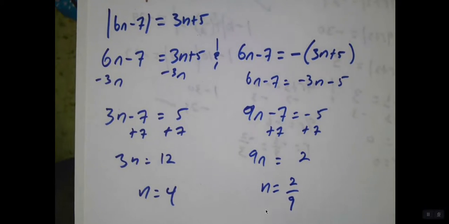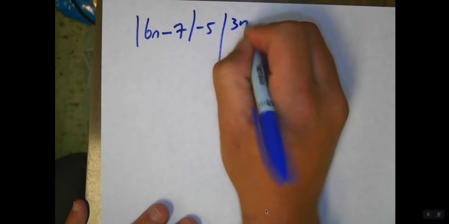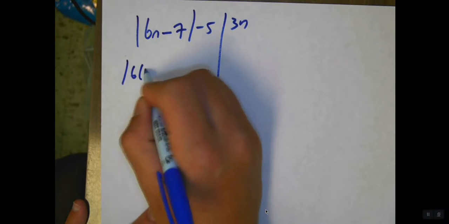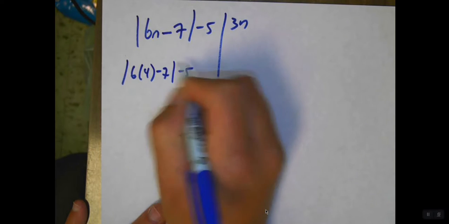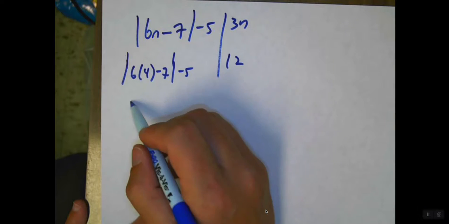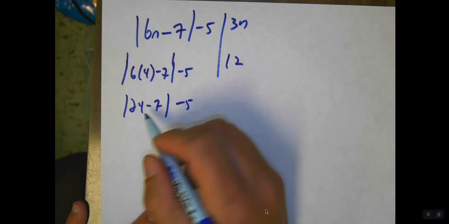Okay, we need to go back and we need to check. So let's check it. So our original problem was the absolute value of 6n minus 7 minus 5 is supposed to be 3n. So let's plug in 4. 6 times 4 minus 7 minus 5, and that's 12. So let's see, 6 times 4 is 24, 24 minus 7, that's 5. What's 24 minus 7?